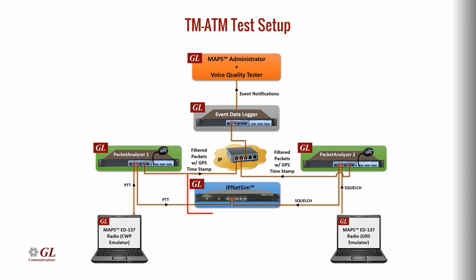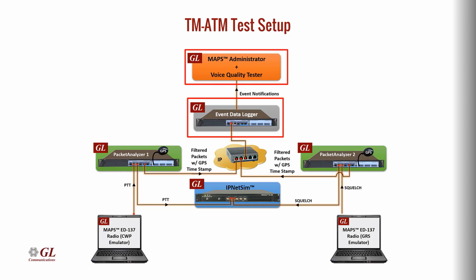There is also an IPNet simulator connected in line between the CWP and the GRS emulator's traffic path. This IPNet simulator can introduce delay, packet loss, jitter, and other impairments into the defined stream to simulate real-world network effects. Next is the event data logger. The event data logger receives the filtered packets from packet analyzers, decodes those packets, and generates notifications with GPS timestamps to the MAPST administrator.